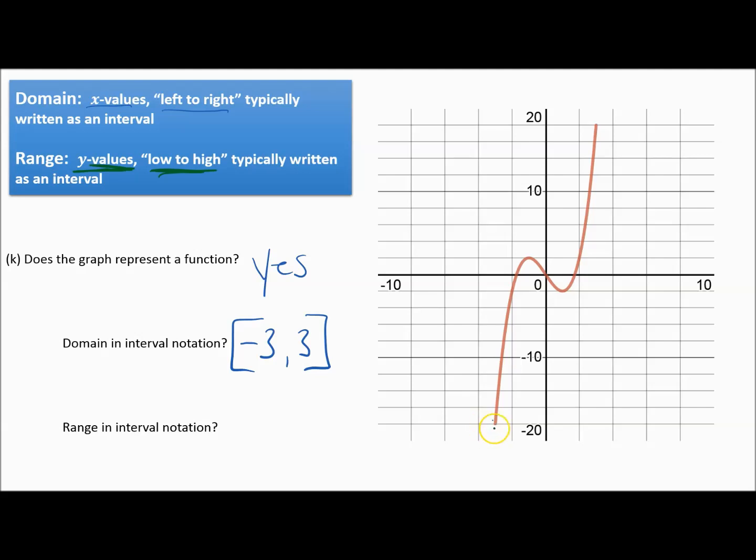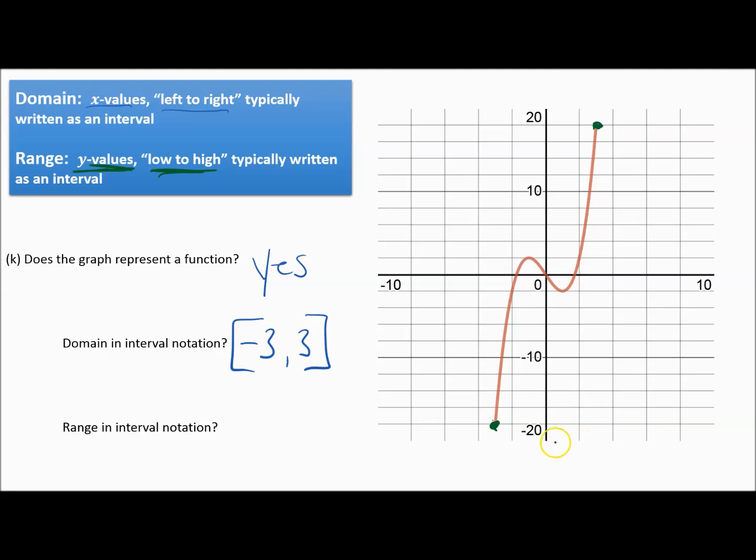But low to high, let's do that. How low does this graph go? Well, that's the lowest point on the graph. How high does it go? It goes all the way up to here. And notice there's a point for every value in between. Some of them have several x values to represent one particular y value. But anyway, lowest to highest.